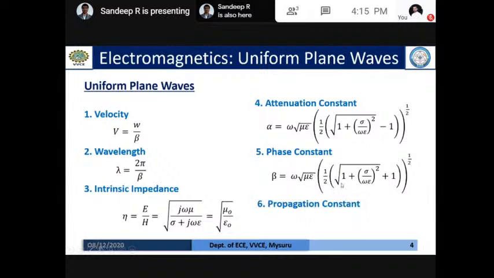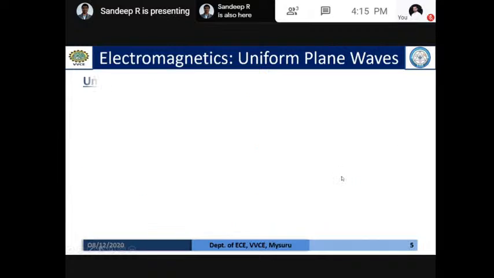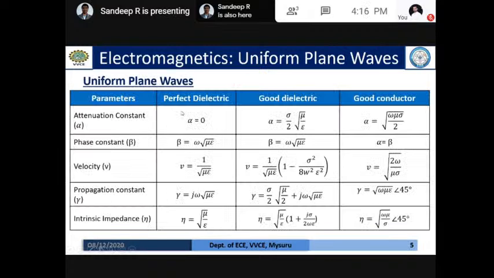And the last one is propagation constant. The general formula is alpha, that is attenuation constant, plus j beta, phase constant. So these are the different parameters that we just saw: attenuation constant, phase constant, velocity, propagation constant, and intrinsic impedance. And the value of all these in different mediums. So one is a perfect dielectric, another one is a good dielectric, and the third one is a good conductor.